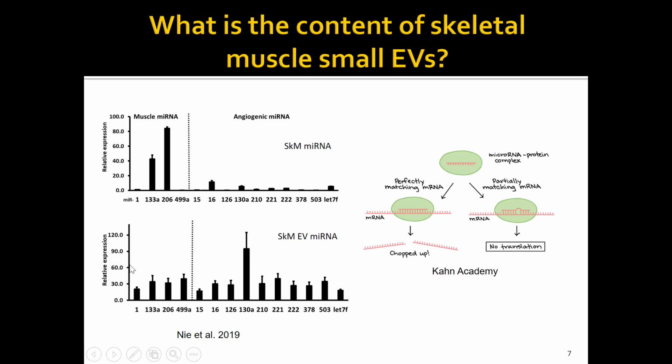Compare that to the expression pattern we see in the muscle-derived EVs, and you see a much different expression pattern of the muscle microRNA and a relatively much greater expression of angiogenic microRNA, which tells us that there is very selective packaging that results or is part of the components of these EVs.